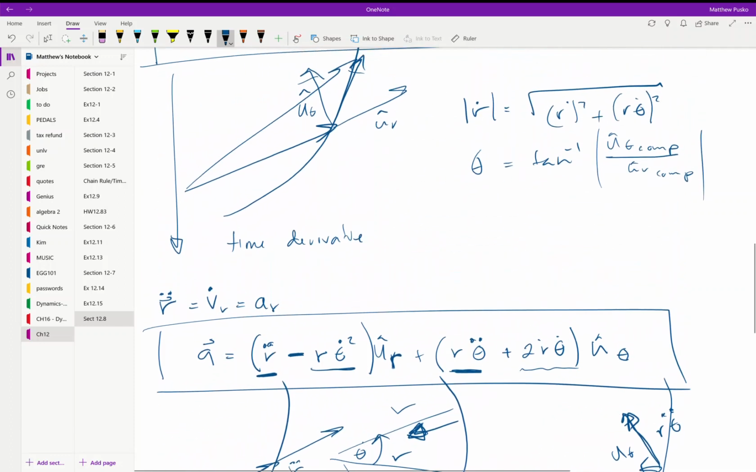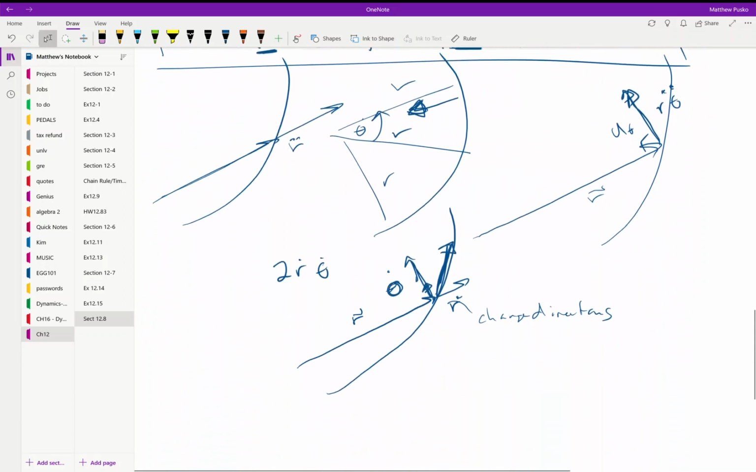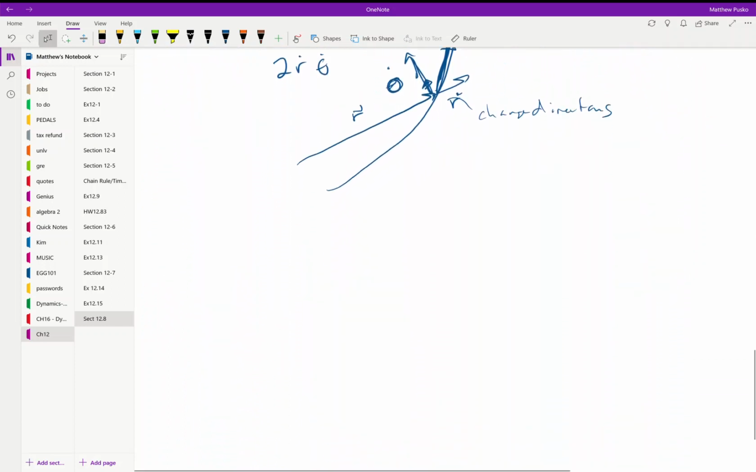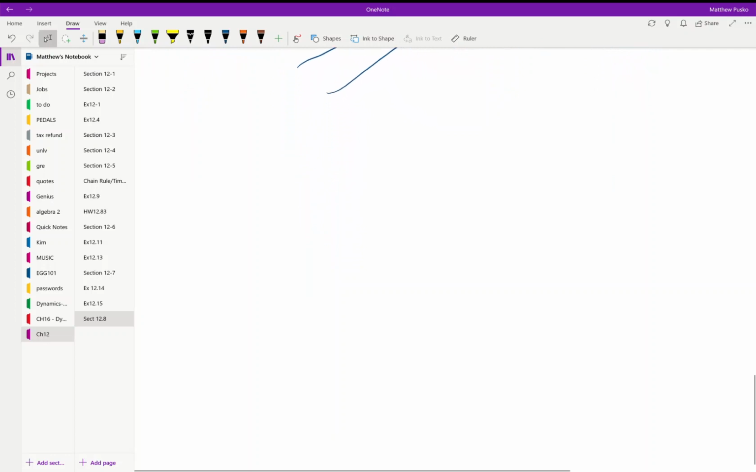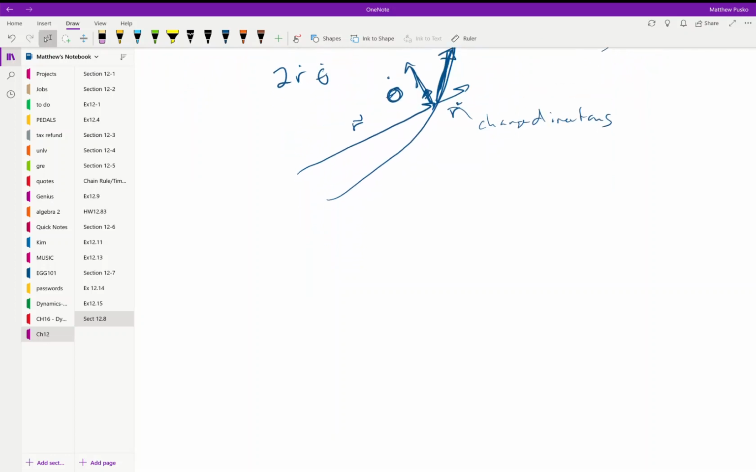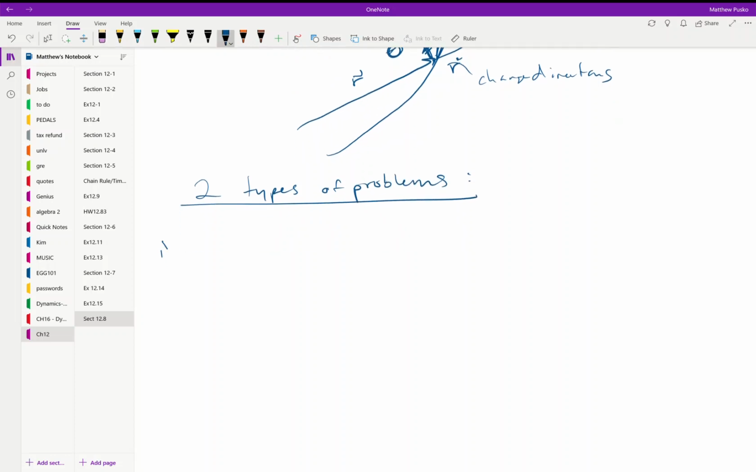Alright, I recommend taking a look at the book. There's lots of diagrams. Go ahead and read through it. It's not too long, and if you want to work through some more derivation, you can. But real quick, we have 2 types of problems now. One would be if we have some polar coordinate given, and this is expressed as a function of time.